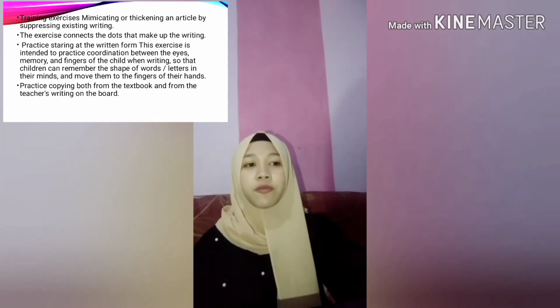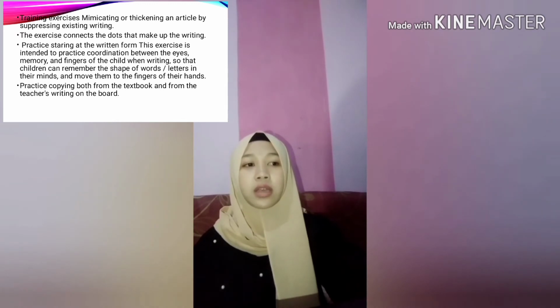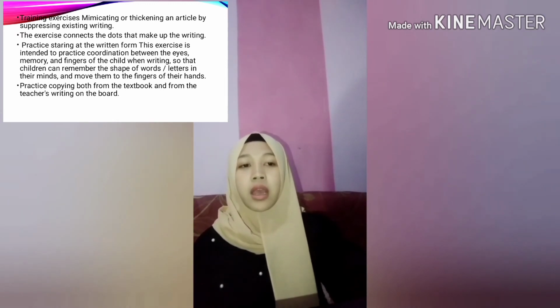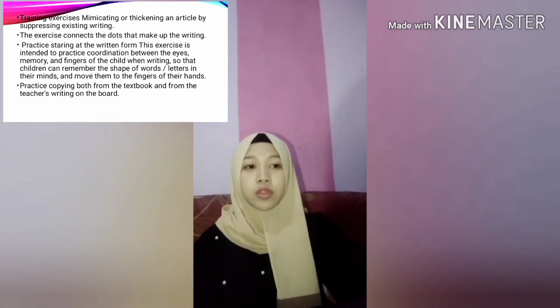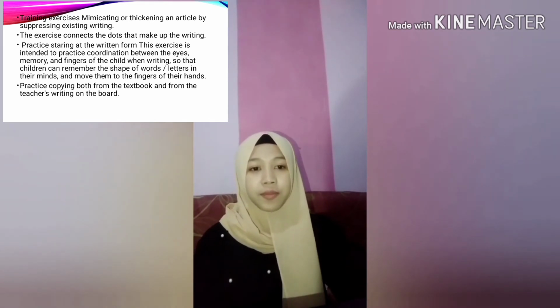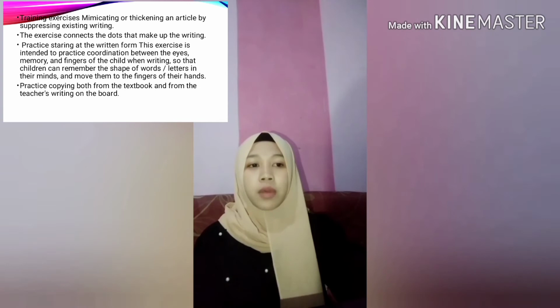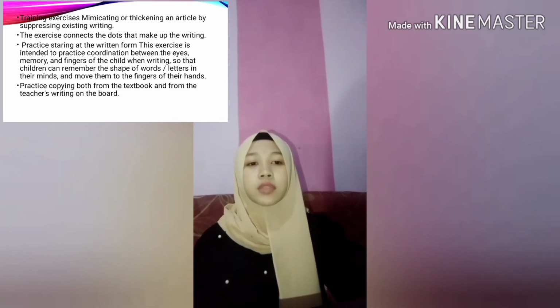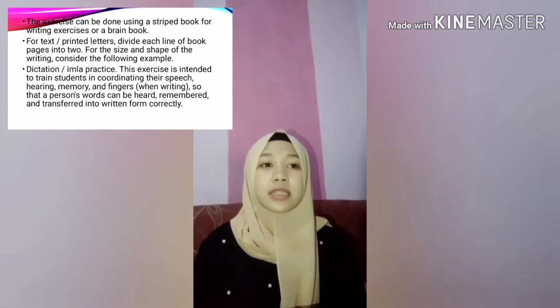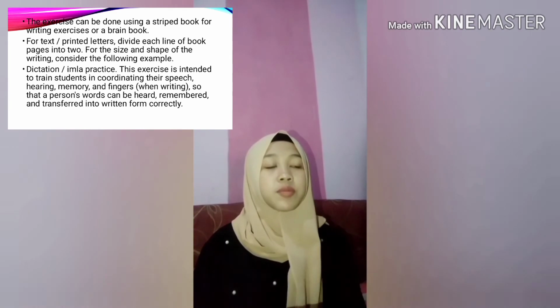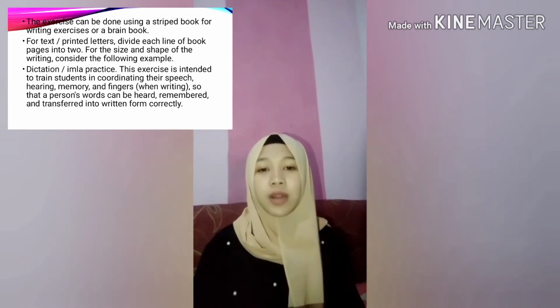Starting at the written form, this exercise is intended to practice coordination between the eyes, memory, and finger of the child when reading, so that children can remember the shape of word or letter in their minds and move them to the finger of their hands. 6. Practice copying both from the textbook and from the teacher writing on the boards. 7. The exercise can be done using a stripped book for reading exercise or a braille book.